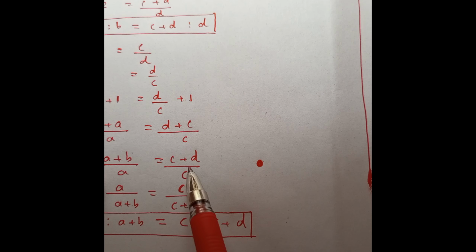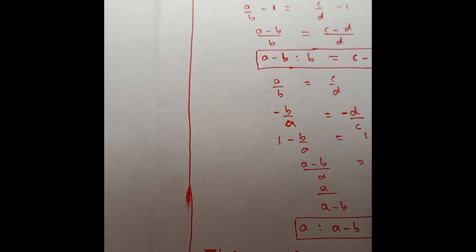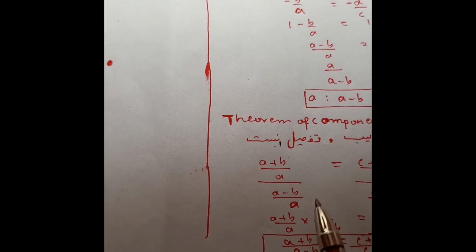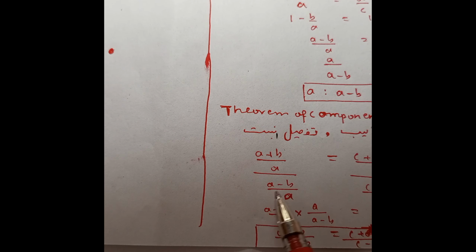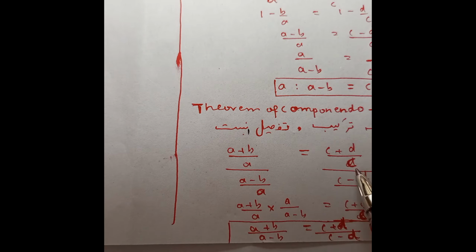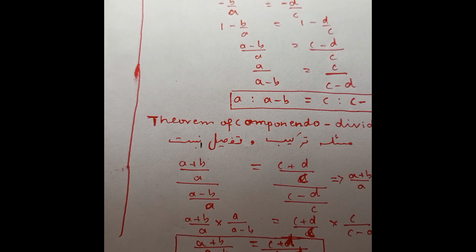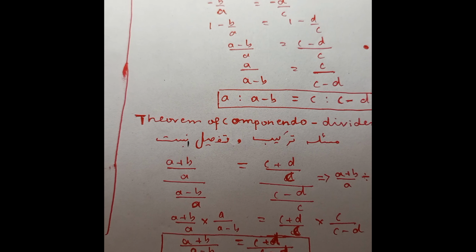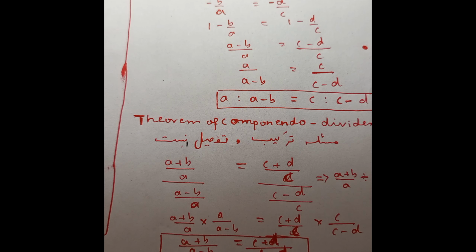If this case of componendo is divided by this case of dividendo, then we get A plus B divided by A, divided by A minus B divided by A, is equal to C plus D divided by C, all divided by C minus D divided by C, which implies in division form we can write this as A plus B divided by A, divided by A minus B divided by A, is equal to C plus D divided by C, divided by C minus D divided by C.